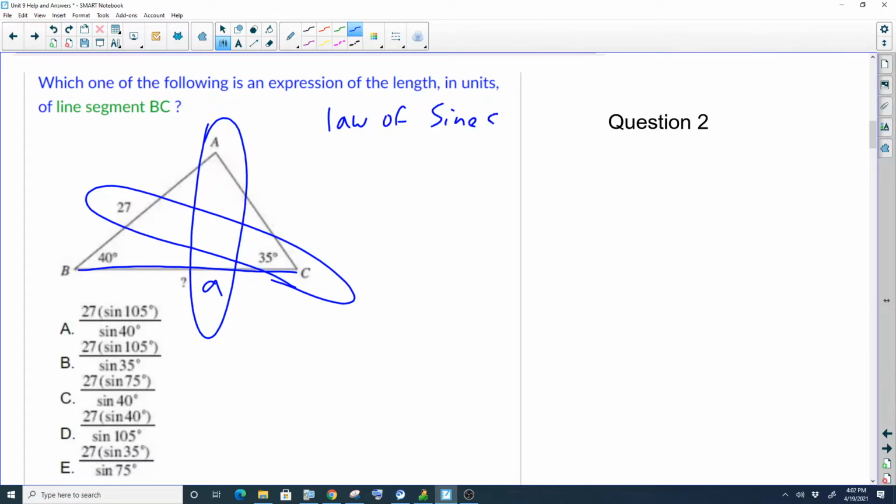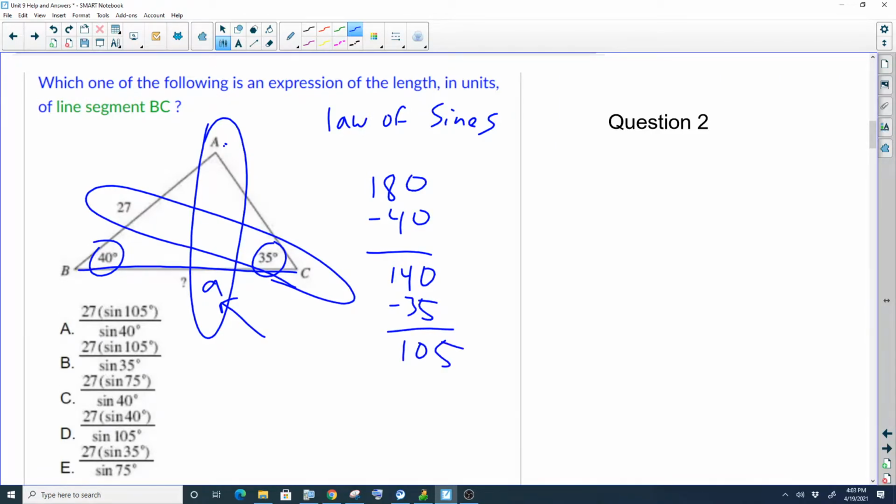However, if we want to find side length little a right there, we definitely need this angle, which we don't have. But we do have two other angles, right? So if we do 180 minus 40, which is 140, minus 35, which is 105. Oh, okay, cool. So angle A is going to be 105 degrees, and now we can use the law of sines.